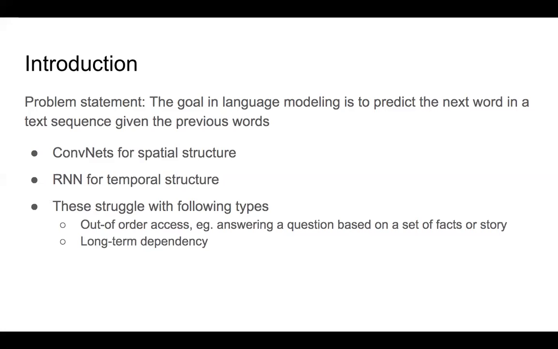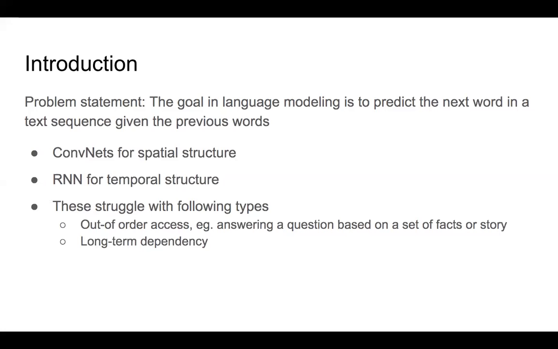But one drawback is that they don't make use of an external memory to which they can read and write, and that is really useful when you want to build question answering models based on a set of facts. When you want to answer a question based on a lot of facts or a story, you would want to access your word sequence or your knowledge sequence in random order.